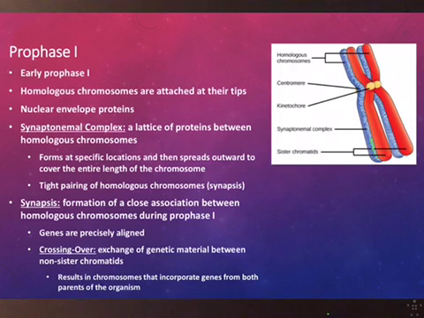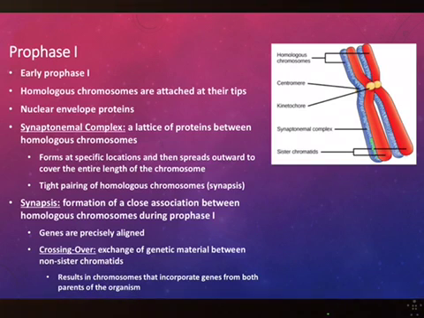This is called the synapse. This is the formation of a close association between homologous chromosomes during prophase 1. This means that they're really held tightly together so they cannot be separated, which is super important because you don't want to lose a homologous chromosome in this process. And so when this peanut butter sandwich forms, the genes from the red chromosome will align precisely with the genes from the blue chromosome. So gene number 72 will line up with gene number 72, one on top of the other. Okay.